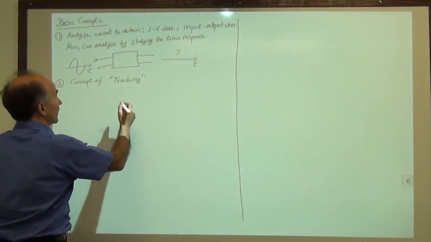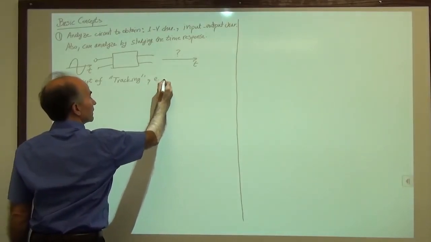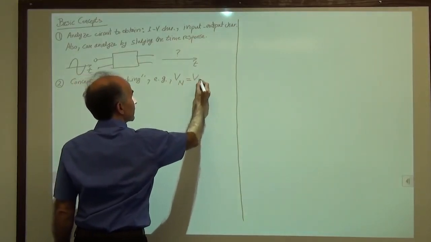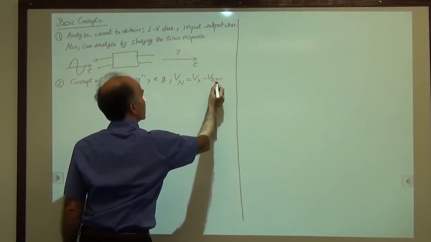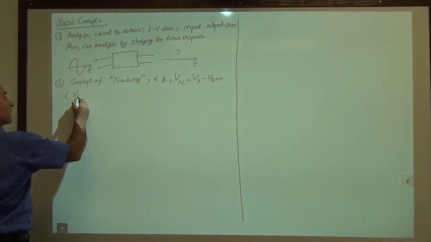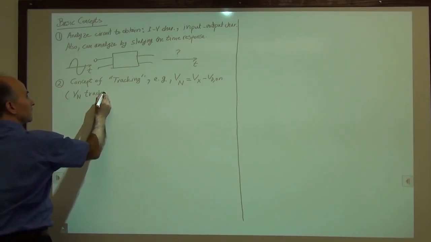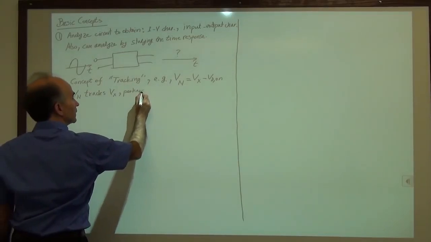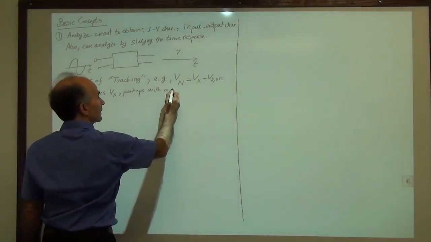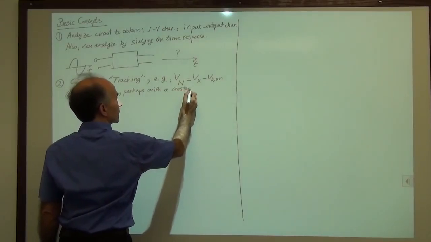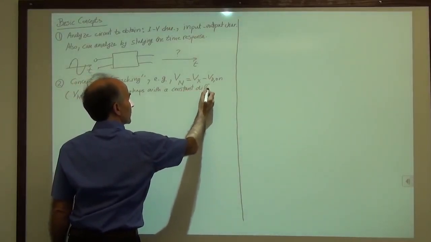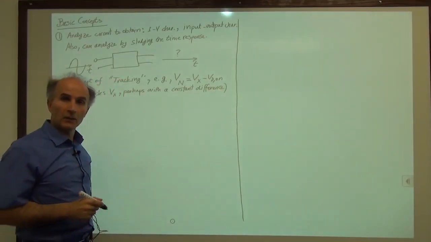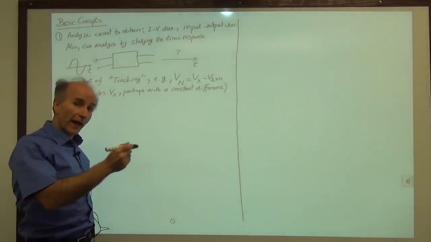So tracking means, for example, Vn is equal to Vx minus Vd on. And that means Vn tracks Vx perhaps with a constant difference. So even though the difference is not 0, because it's constant, we still take the liberty of saying that Vn tracks Vx.